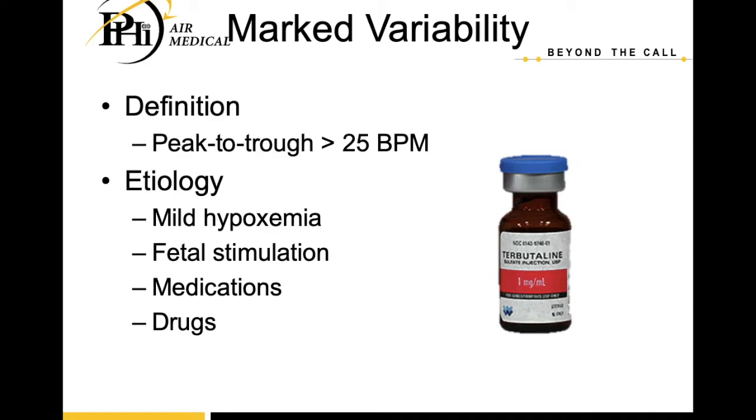Marked variability, we know, is that huge peak to trough swing in that 60-second period of time greater than 25 beats per minute. The etiology of it can be anything from mild hypoxemia to a lot of fetal stimulation to medications. The medications are the thing that I would like to focus on too, because we do tend to see pretty marked variability when we're going into these hospitals and doing resuscitations on mom, and we're stopping contractions, and we give things like terbutaline, or if mom is an asthmatic and having shortness of breath, we give them albuterol. Both of those, albuterol and terbutaline, can cause a transient marked variability in the fetus. And then obviously drugs like methamphetamine, cocaine, and nicotine can also cause marked variability in the fetus.